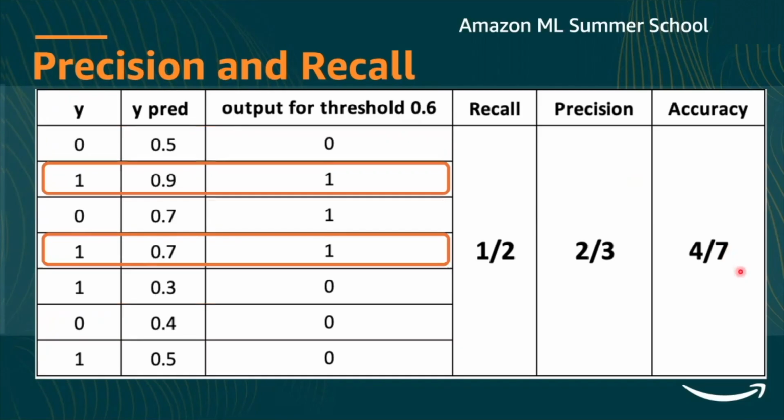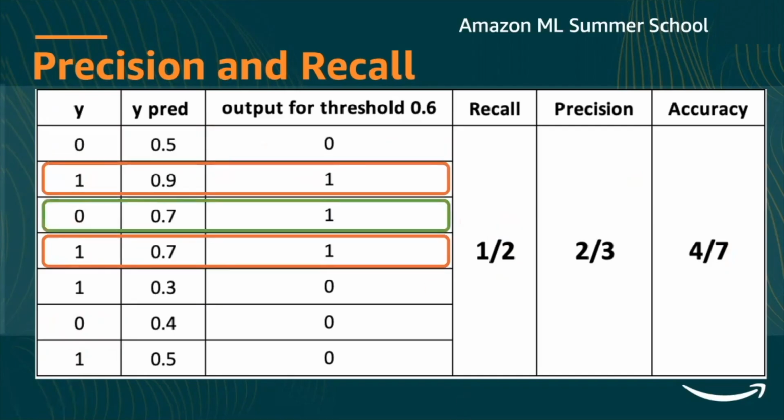Now let's compute recall. What does recall say? Recall says: what is the true positive to the total number of positive cases? The true positive cases are only these 2, and the total positive cases are these 4, the total actual positive cases. So the recall would be 2 by 4, which is 1 by 2.